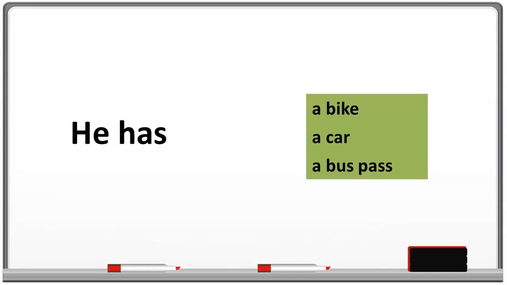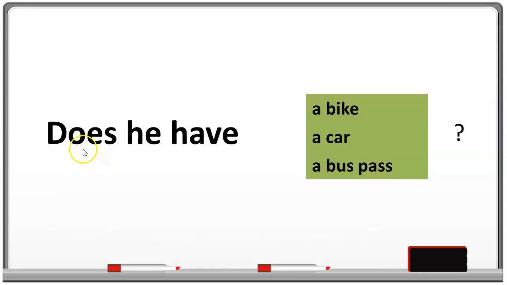Here's the statement. He has a bike, he has a car, he has a bus pass. How do I turn this into a question? Well, I need to pick the right form of the verb to do. So remember with he, she, and it, it's not do, it's does. So the question would be, does he have a bike?